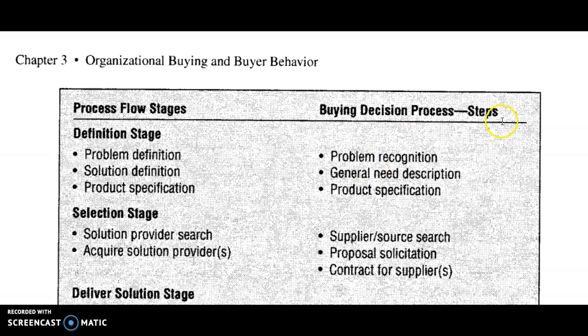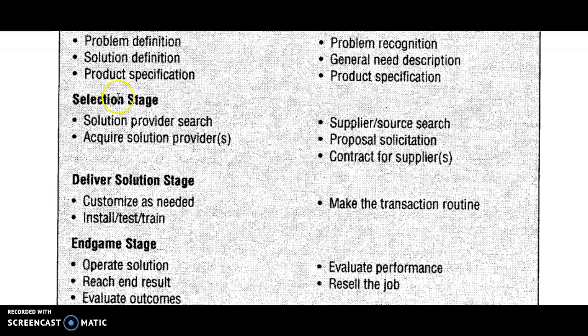Buying decision process steps. Problem recognition, general need description, product specification. The definition stage has 3 or 6 points, as I can see here: problem definition, problem recognition, solution definition, general need description, product specification. Good. And in the selection stage, what we had left off was this part: supplier source search, proposal solicitation, contract for suppliers.